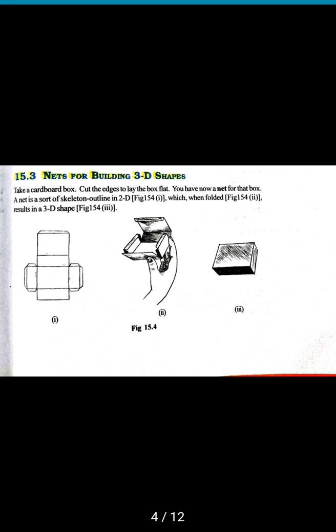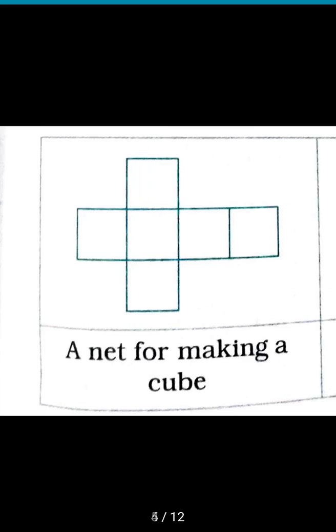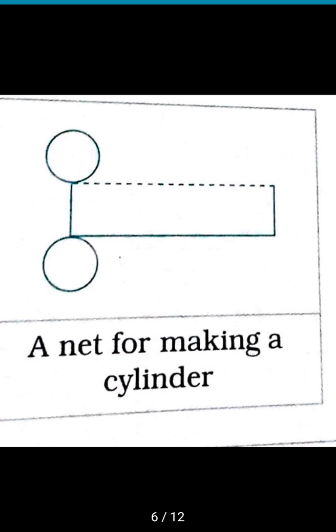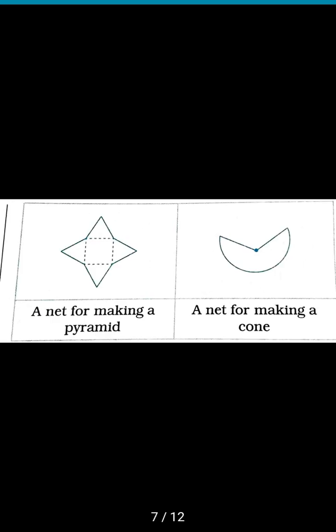Now, nets for building 3D shapes. A net is a sort of skeleton outline in 2D, which when folded, results in a 3D shape. See some of the common nets which are shown. This is a net for making a cube. Now we can see a net for making a cylinder, then a net for making a pyramid and a net for making a cone.